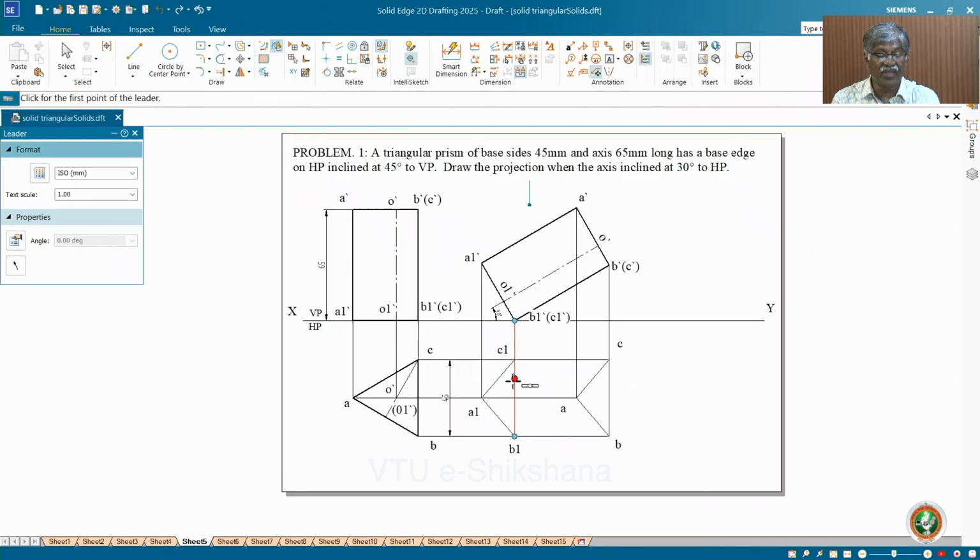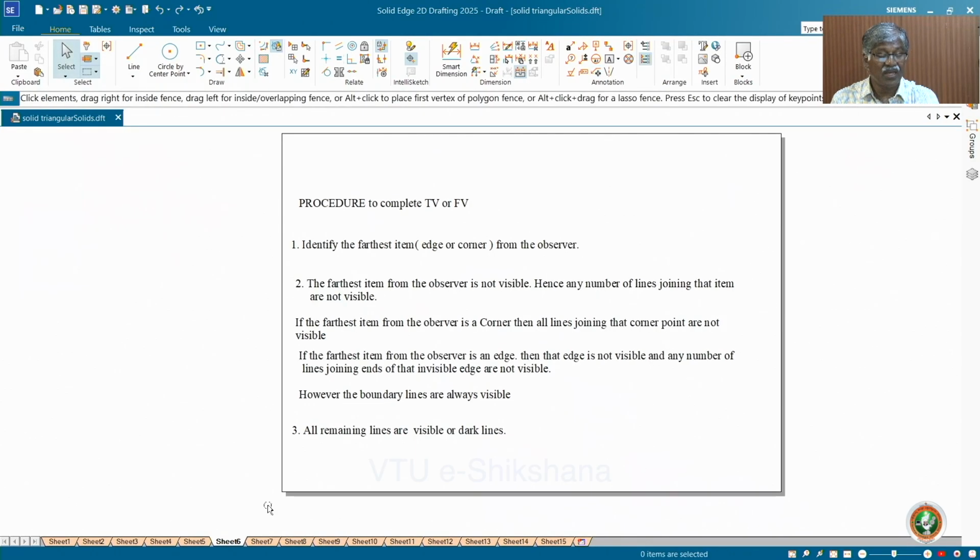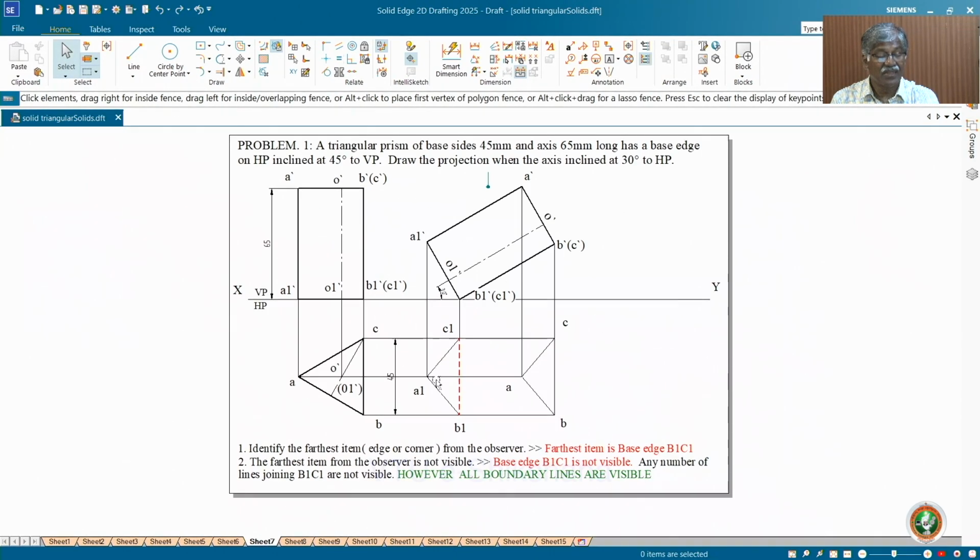So I have taken this as separate. If it is a single entity, you use split and then make this split. Otherwise, you delete with trim and then draw again. That all you know. Now, how to make this? I have to make this dotted because this is not visible as per the concept. Now, what I do is, I will keep this dotted.